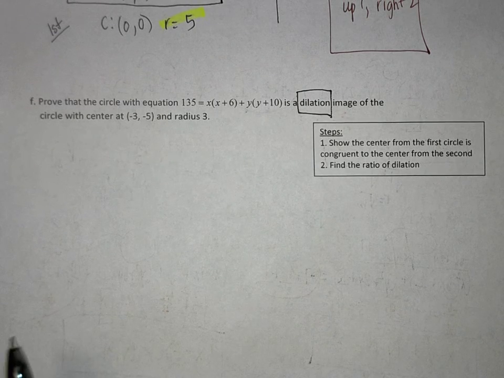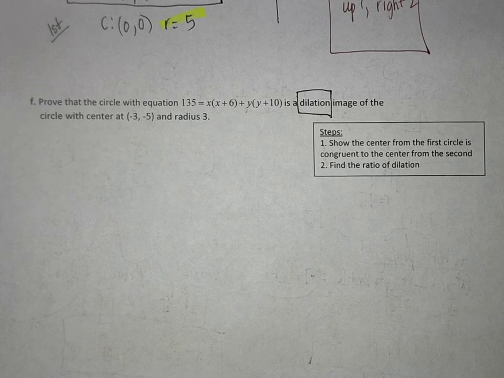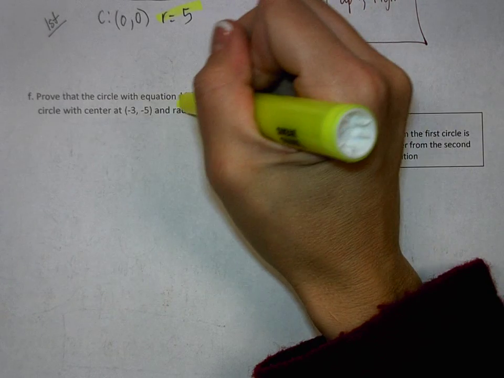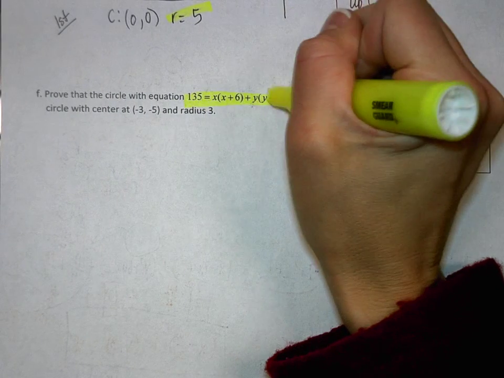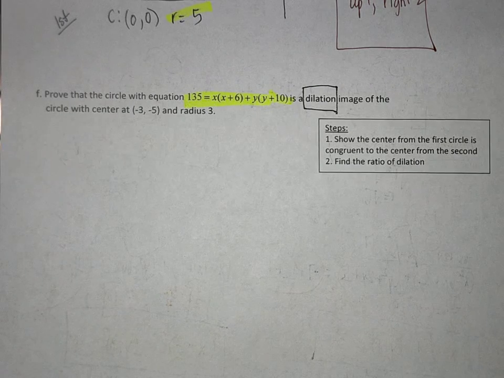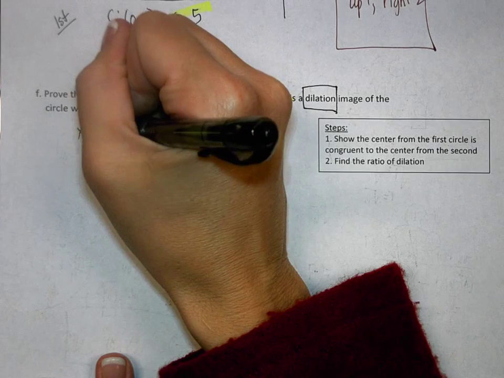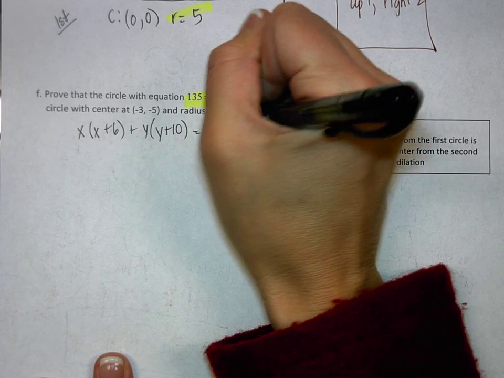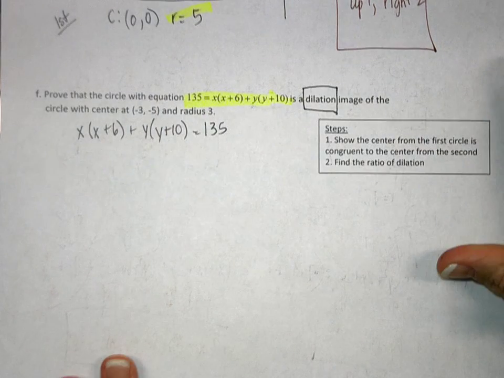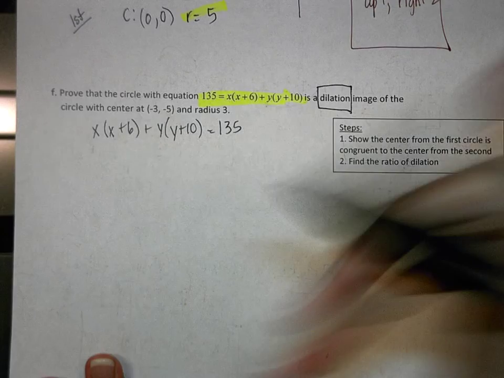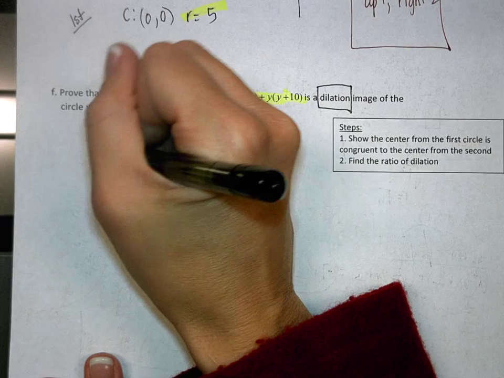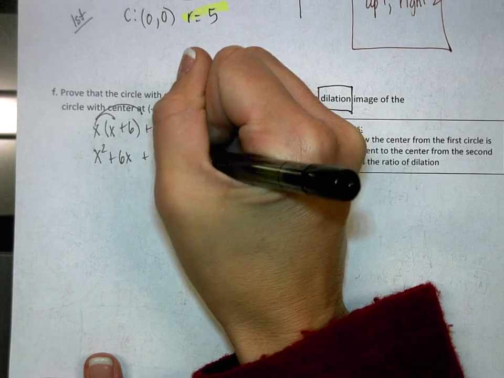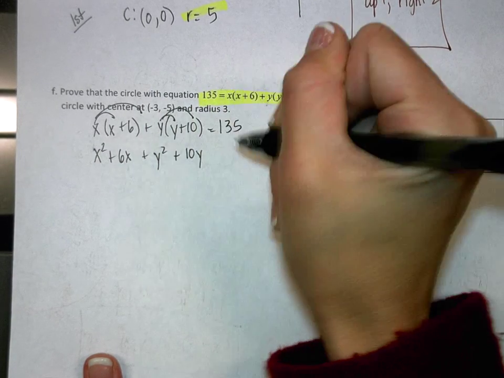So again, the first thing I notice with this equation is how everything is flipped around, and that bothers me. So I start by rewriting it with the equal sign on the right with 135. So x times x plus 6 plus y times y plus 10 equals 135. What will we do now? Distribute it. Good. Distribute that through. So we get x squared plus 6x plus y squared plus 10y equals 135.